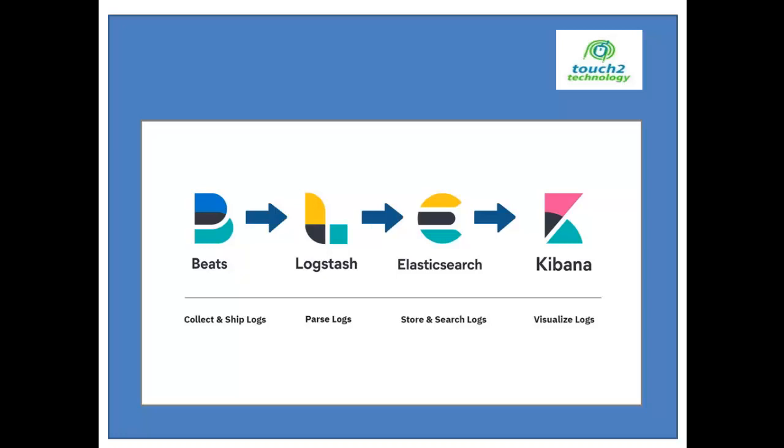So what is the prerequisite? Since Elasticsearch is based on Java, we need to have either OpenJava, OpenJDK or Oracle JDK installed on the machine. I am using OpenJDK 1.8. Okay, so I am going to the server and showing the practical step by step.